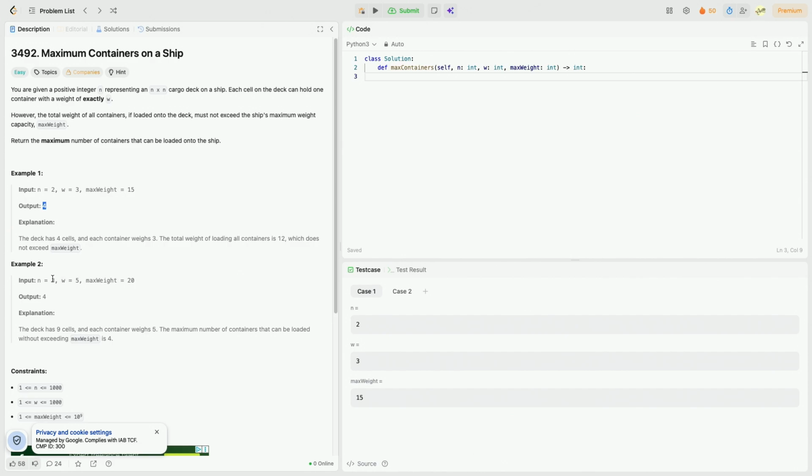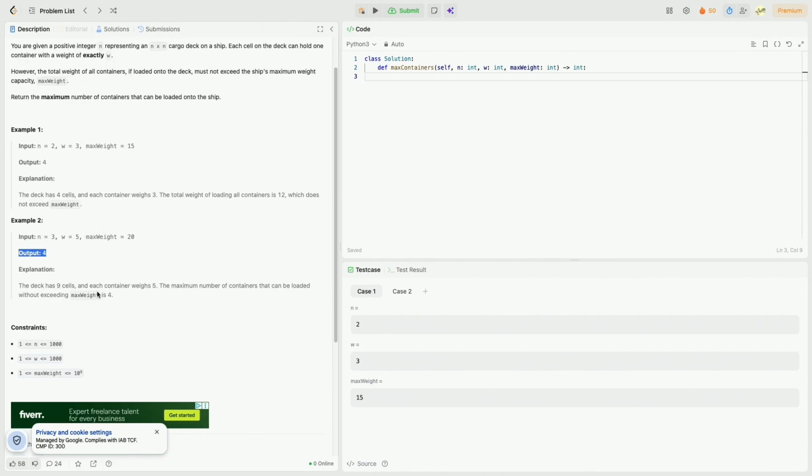Next example, so we have a 3 by 3 deck, so 9 cells. The weight is 5, but max weight is 20, so we can only load 4 containers. And that's what we'll put on. Okay, cool.